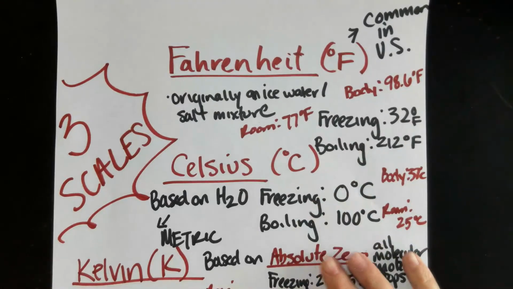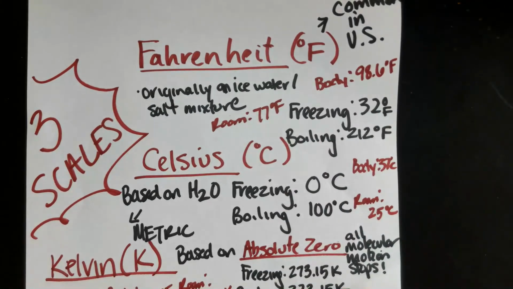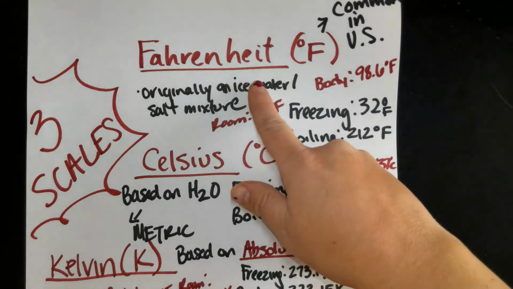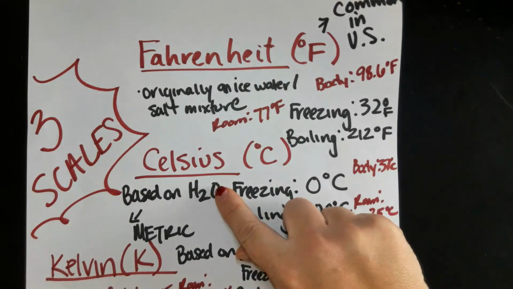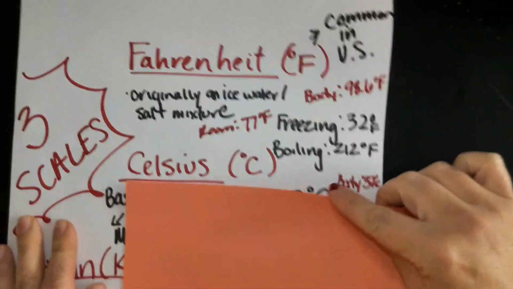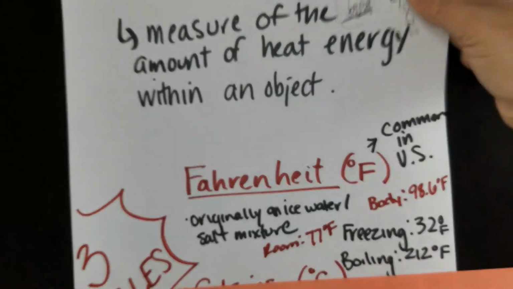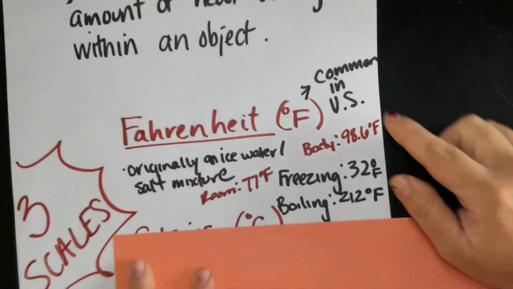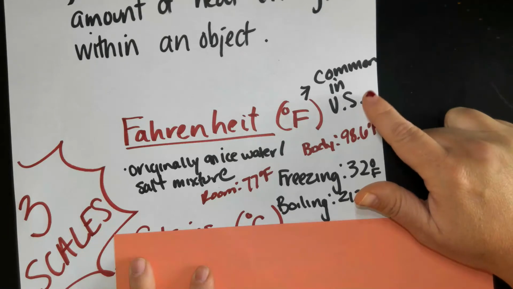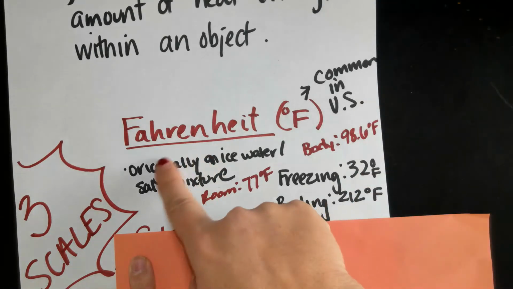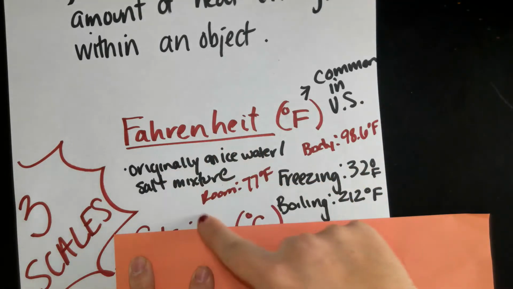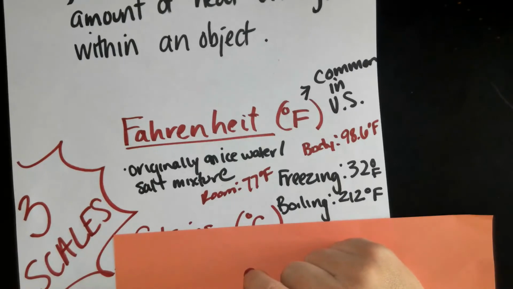So we have to understand that there are 3 temperature scales. I know this is a lot of information, and that's okay, but we do have 3 temperature scales. The first one is Fahrenheit, the second is Celsius, and the other is Kelvin. So let's focus on Fahrenheit first, okay? The Fahrenheit scale is what we commonly use here in the United States. This was originally based on an ice, water, and salt mixture. They did change that to make it just a water mixture, or look at how ice water changes.